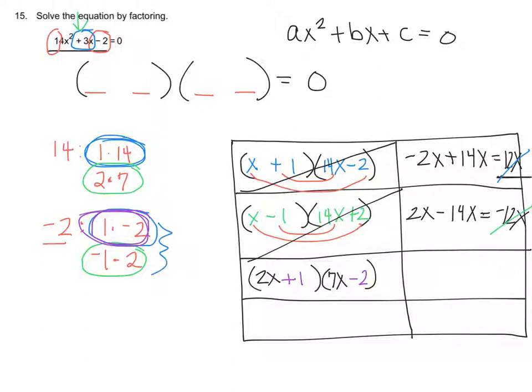Next, we'll multiply our outer terms together, which is a negative 4x, and our inner terms together, which is a positive 7x. A negative 4x plus 7x gives me a positive 3x. That does equal the term in the middle of my original equation, so I know that those two sets of parentheses are my winning combination.